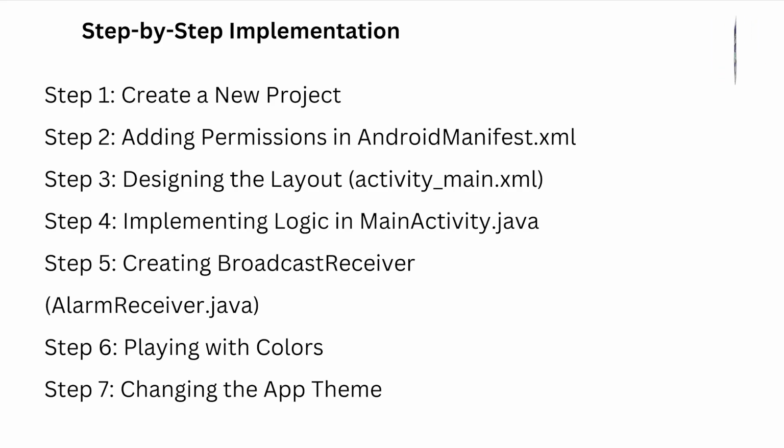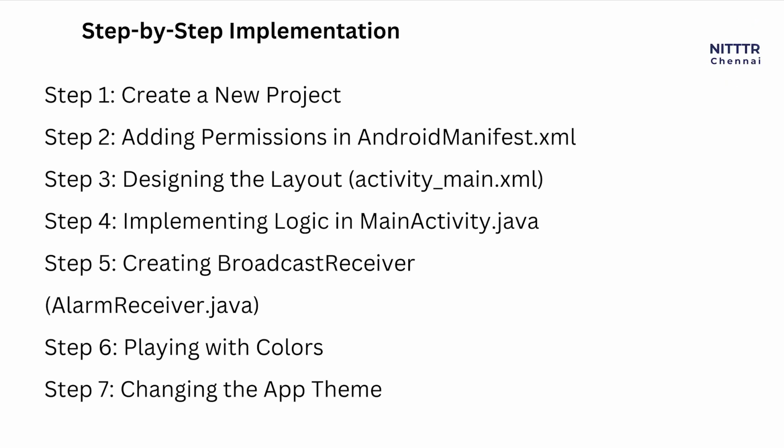Next we'll see the step-by-step implementation of the alarm setter. The first step is to create a new project. As always, we start by creating a new project in Android Studio and setting up our basic activity. In the second step, we have to add the permissions in the AndroidManifest.xml. Here we configure our Android manifest XML file and declare the necessary permissions for vibrations and foreground services, and register the broadcast receiver named alarm receiver that will handle the alarm event.